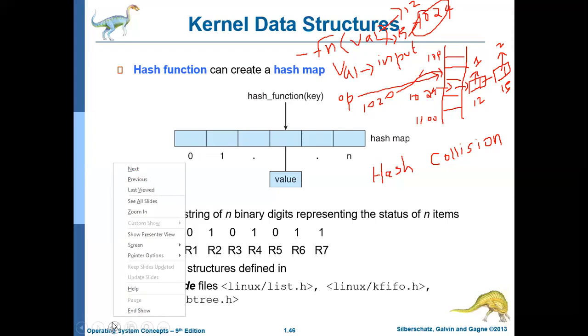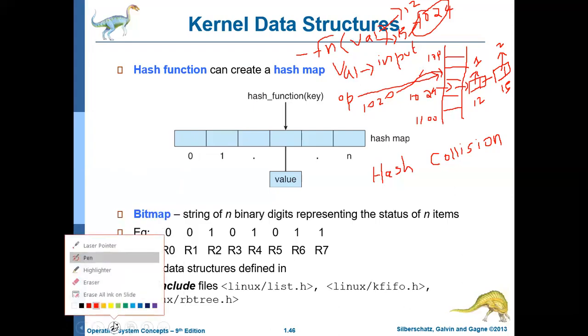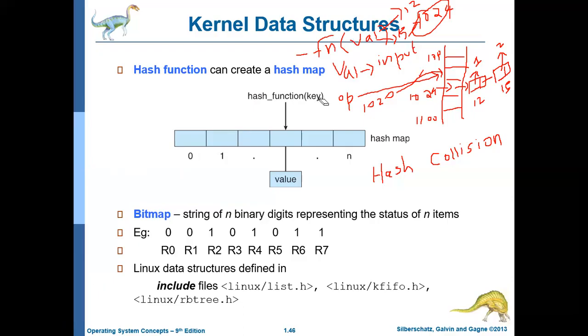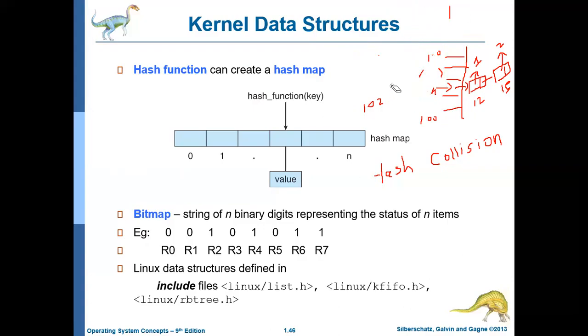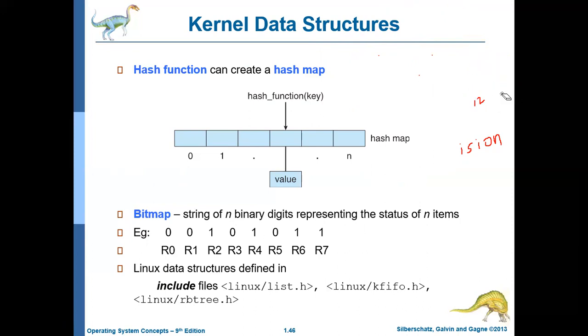Another use of hash function is something called a hash map. So what is a hash map? In a hash map, you maintain key and value pairs. Every key is mapped to a value. The key will be the input and the value will be the output. That is, the hash function will take the key as the input and create the value as an output.